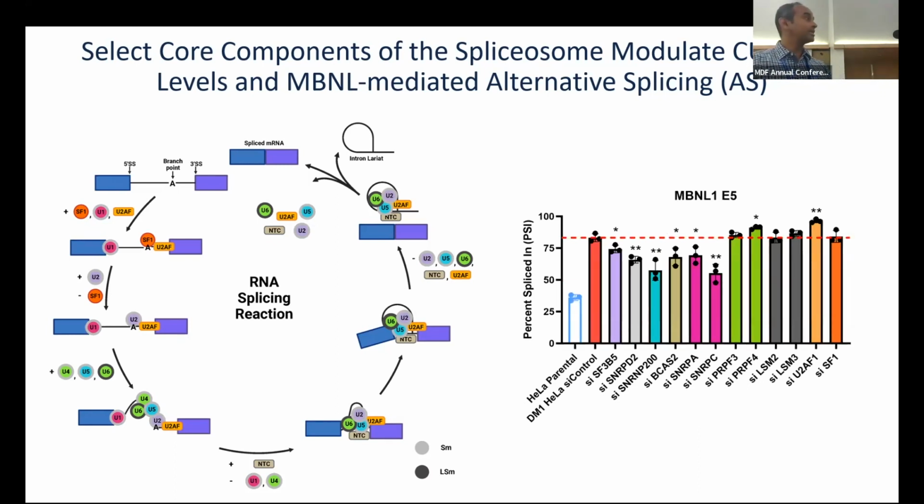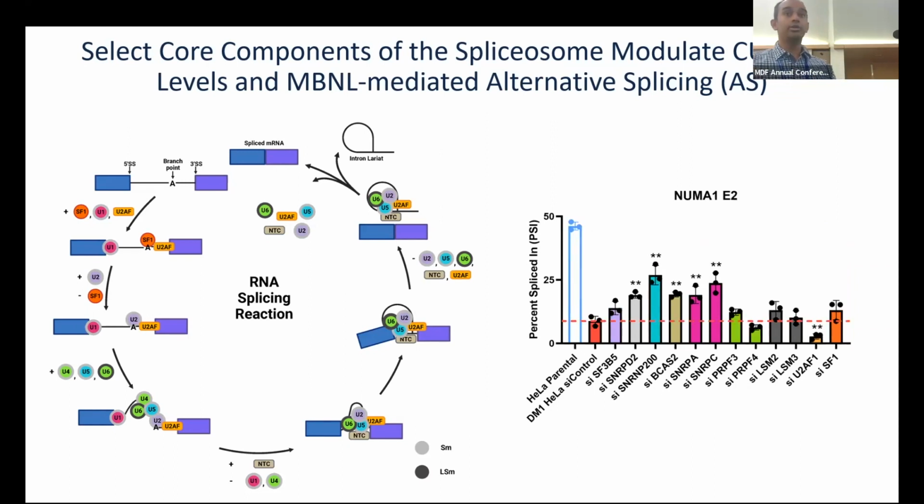And then when we looked at MBNL-regulated splicing, we also saw again that some of these components did rescue splicing. So if we're looking at this MBNL1 exon 5 event, normally muscleblind excludes this exon. And so you have lower levels in non-DM cells. And in the HeLa DM1 model, because the MBNL1 is sequestered, you now have more inclusion because it can't regulate. But then when you knock down these spliceosomal components, you can see that actually some of these events are rescued. But again, not all the components did show this rescue.